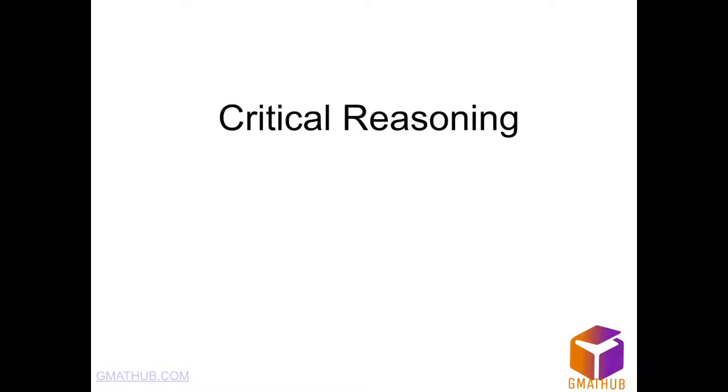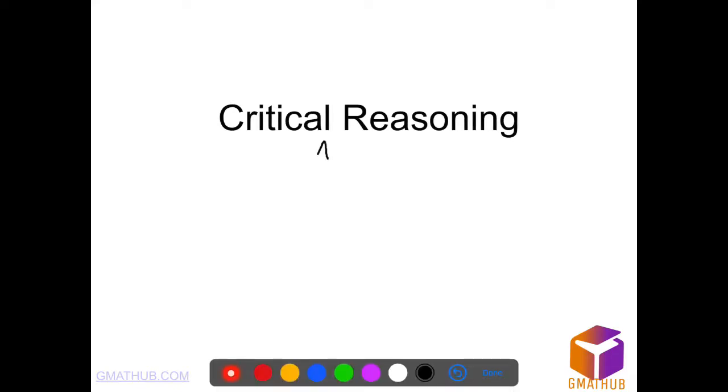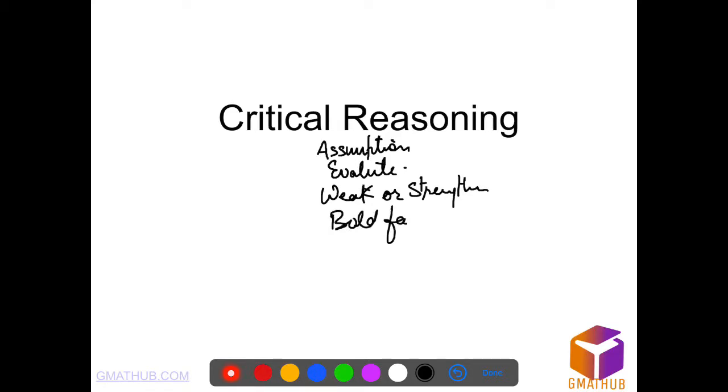In this video, we'll see some basic tips to solve critical reasoning questions. Critical reasoning questions can be of different types. It could be assumption based, evaluation, or weakening or strengthening. Or it could be a boldface kind of question. So these are 3-4 basic types of critical reasoning questions that we have in GMAT.